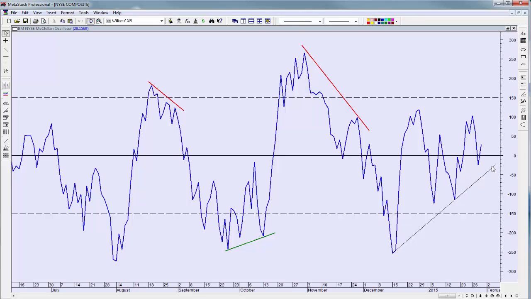Again, we haven't broken down. We didn't break this trend line like I thought we might today. And we haven't broken down to below minus 150, which is kind of like the extreme buy zone that it has a tendency to get into. And we haven't gotten above the 150, the extreme sell zone that it has a tendency to get into. So again, we're right in the heart of no man's land.